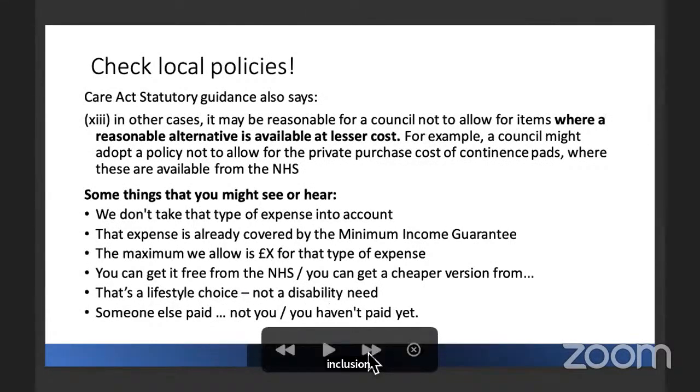As we said before, it's vital to check local policies because the statutory guidance in that same section, section 40 of Annex C, says that in some cases it may be reasonable for the council not to allow for items where a reasonable alternative is available at a lesser cost. And they give an example. For example, a council might adopt a policy not to allow for the private purchase of continence pads where these are available from the local authority.